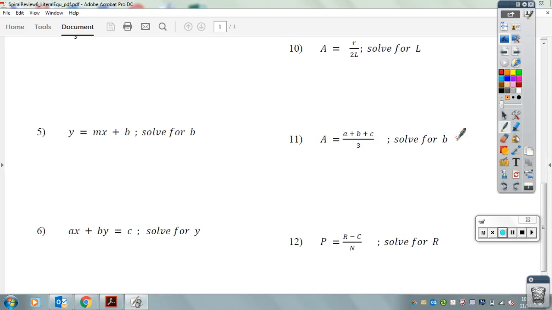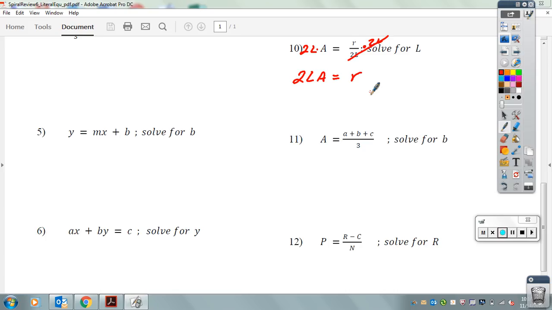For number 10, a equals r over 2l, solve for l. Again, as with number 9, my suggestion is to get rid of the fraction part. It seems super confusing because l is in the denominator. Well, then let's just multiply by 2l and get it out of the denominator. Now it's back to the numerator. 2la equals r. Now it's a lot easier to see.